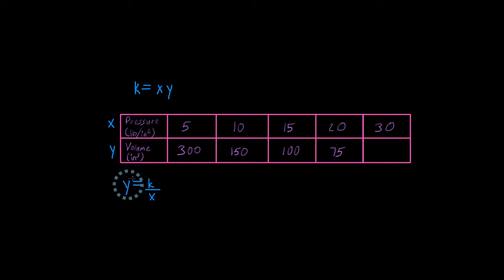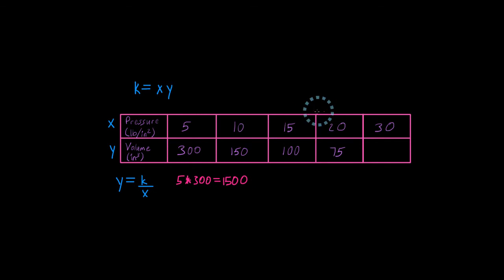So the first thing I need to do is find that inverse variation function. And in order to do that, all I really need to do is find k. There's a couple of ways to figure this out. In order to find out what k is in this equation, all I really have to do is solve for the product of x and y. So I'm going to take 5 and multiply by 300, which will give me a value of 1500.